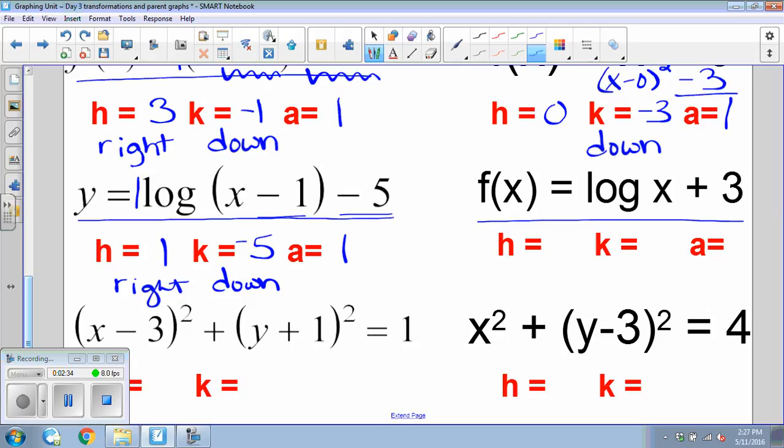In this example, H is 0 because this is the same thing as log of x minus 0 plus 3. So it's not shifted horizontally at all. K is 3, so it's shifted up 3. And A is 1, so it's not reflected.